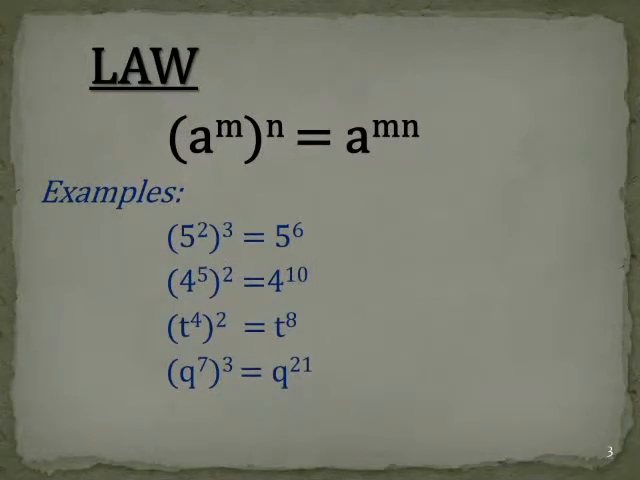So we have the index law where a to the power of m all to the power of n is a to the power of m times n. Example, 5 to the power of 2 all to the power of 3 is 5 to the power of 2 times 3, which is 6. 4 to the power of 5 squared is 4 to the power of 5 times 2, which is 10. t to the power of 4 squared is t to the power of 4 times 2, which is 8. And q to the power of 7, all cubed, is q to the power of 7 times 3, which is 21.